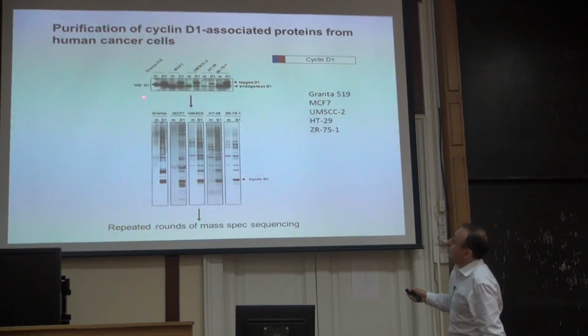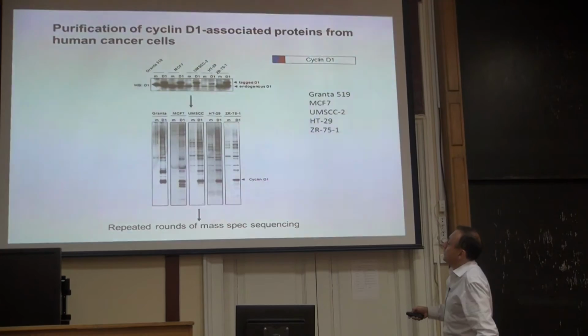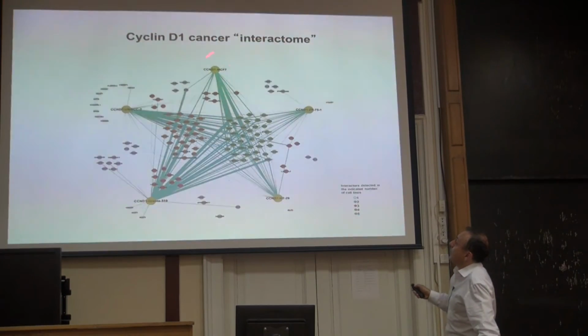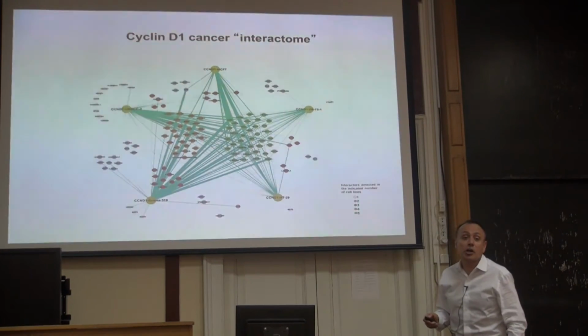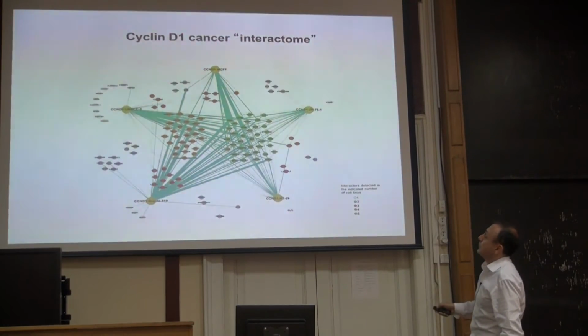And he took leukemia, breast cancer, squamous cell carcinoma, colon cancer, and breast cancer. From each of them, he purified the Cyclin D1 associated complex. This is Cyclin D1, and each of those bands corresponds to different interactors. Then he repeated rounds of mass spec sequencing. It came up with a socialist star.